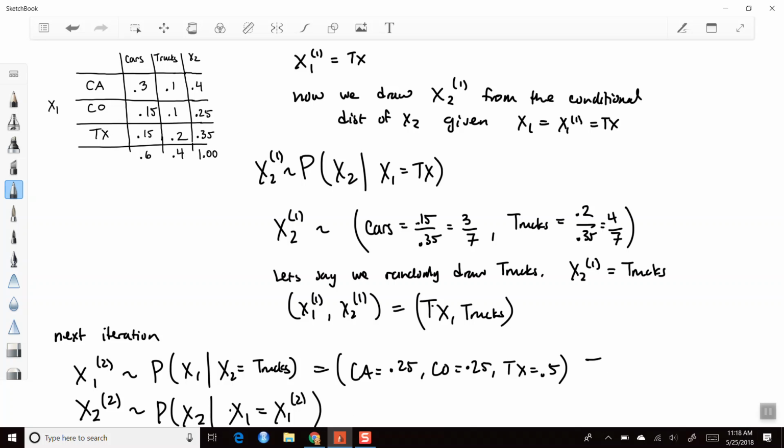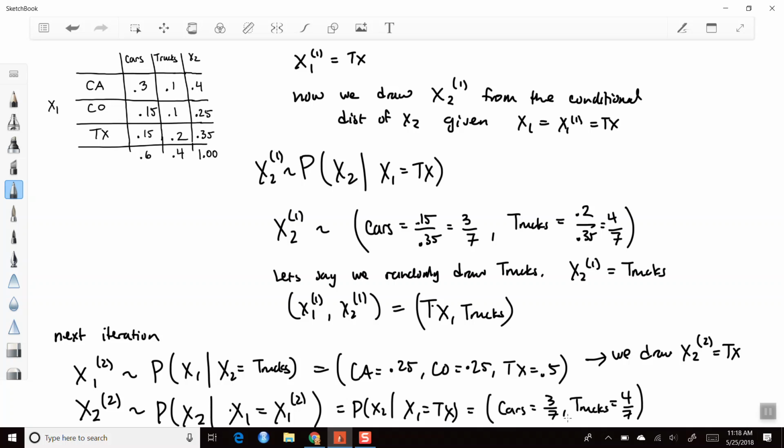So let's say we draw x2 at time 2 being Texas again. So then this will just be the distribution of x2 given that x1 is Texas, and that's going to be cars with probability 3/7 and trucks with probability 4/7. Okay, and we draw from this distribution. Maybe we draw cars, or maybe we draw trucks, it doesn't matter. You just keep iterating back and forth using whatever your most recent value to condition the other distribution. Does this make sense?